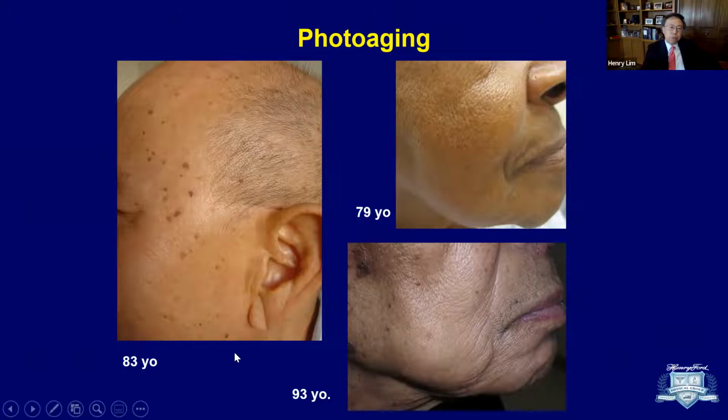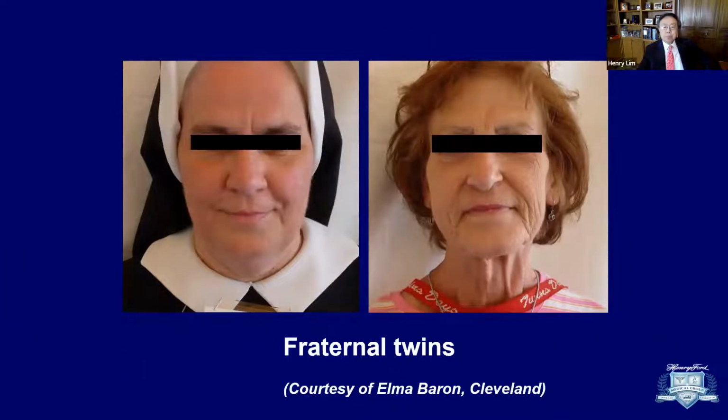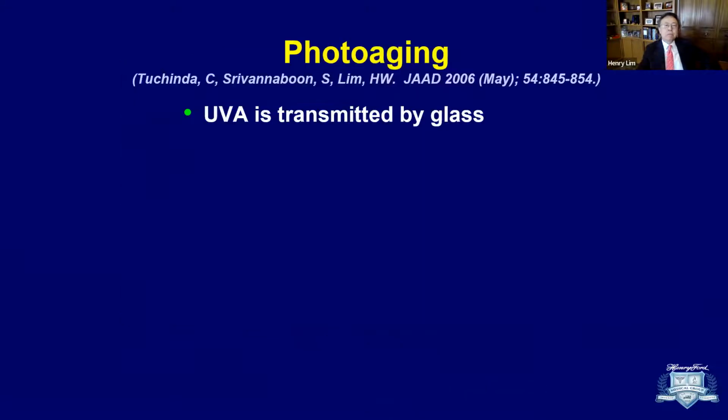This 83-year-old, for example, spent the vast majority of his life after about the age of 60 or so in the tropics, and yet you could see there is very minimal wrinkling of the skin. This is very clearly shown here in fraternal twins. The one on the left is obviously primarily indoors. The one on the right obviously spent a lot of time outdoors. You could see the significant difference in the photoaging changes, even though chronologically the age is only a few minutes apart. So in terms of photoaging, this is another illustration.